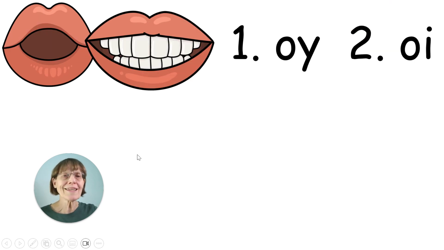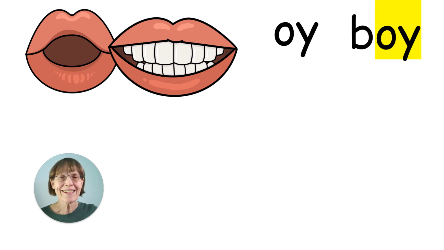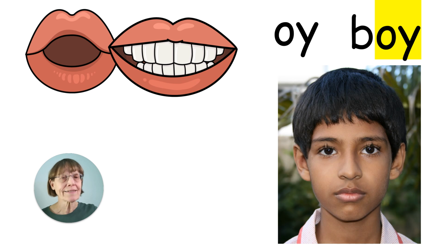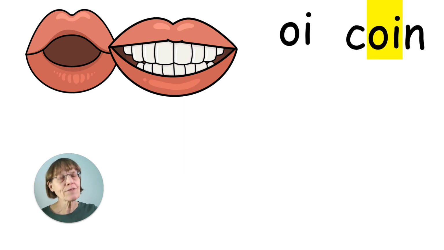We have 2 ways of spelling oi, with O-Y or O-I. Oi. Please read. Oi. Please read. Coin.